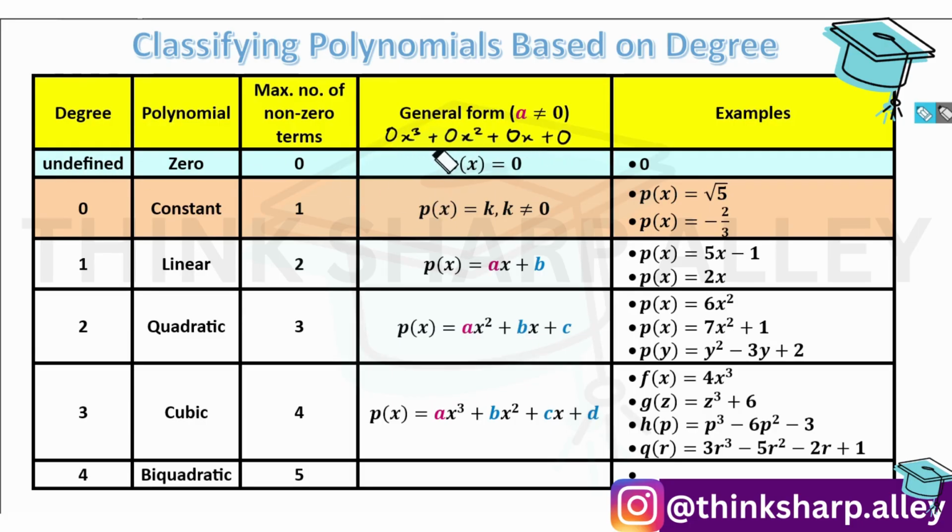Because if I'm writing it like this, you might say that degree is 3, although this will not be considered as degree as the coefficient is 0. Remember, degree is always defined as the highest power of the variable with non-zero coefficient. Since it does not have any non-zero coefficient, its degree is undefined.